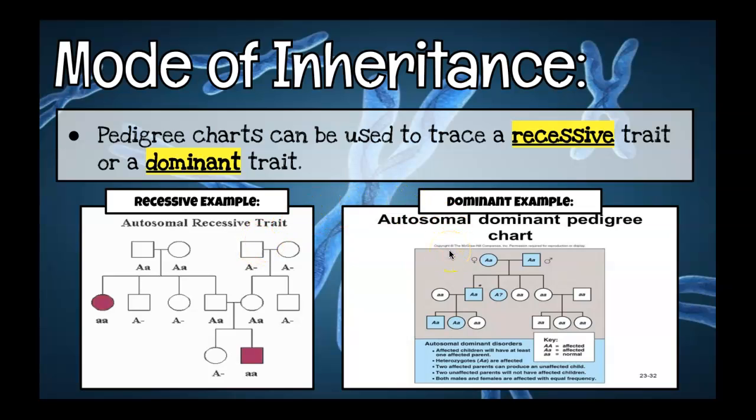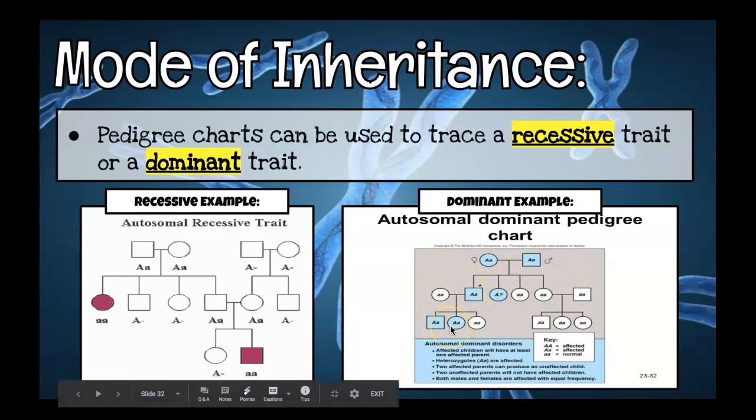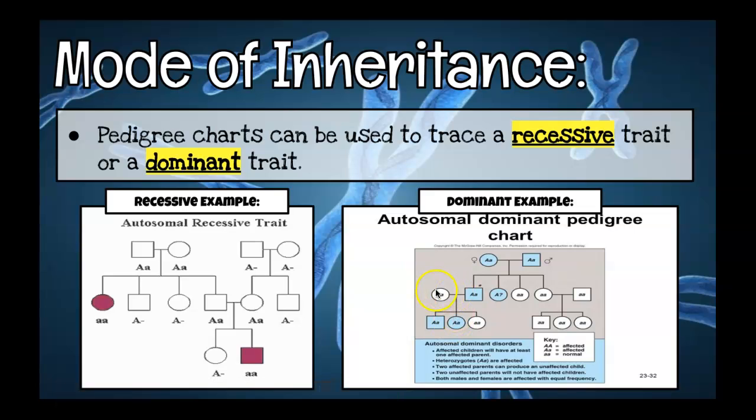Now, if you are tracking a dominant trait, you're not going to have any half shades for carriers because they have the dominant trait, and dominant always overrides recessive. So any allele combination that has a dominant trait or a capital letter, it gets completely shaded in, showing that it has the trait. The only way it's not shaded in a dominant example is if it's completely recessive. All right.